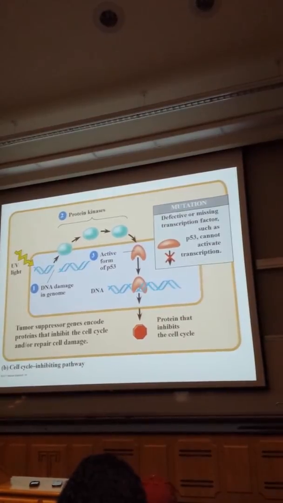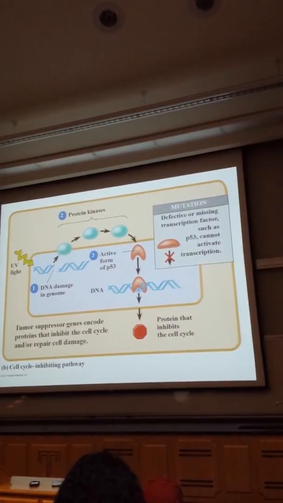And I'm going to say this again. If a cell has sustained too much damage, then what P53 will do is activate genes that will activate the apoptotic pathway, and the cell will go into apoptosis, or programmed cell death. Okay? So P53, we only have one P53 gene. We don't have any backups.